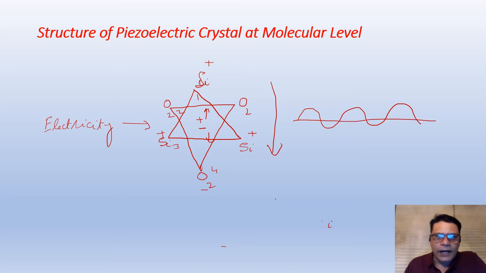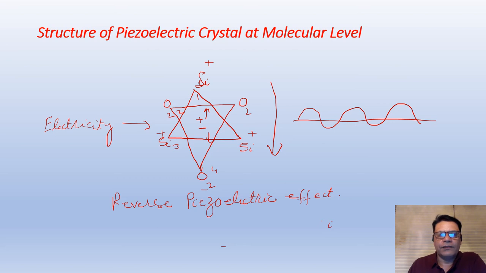So this phenomenon is called the reverse piezoelectric effect. The piezoelectric effect is that when you put a pressure, current is produced, and when you apply a current, the crystal produces pressure. So this is called the reverse piezoelectric effect.